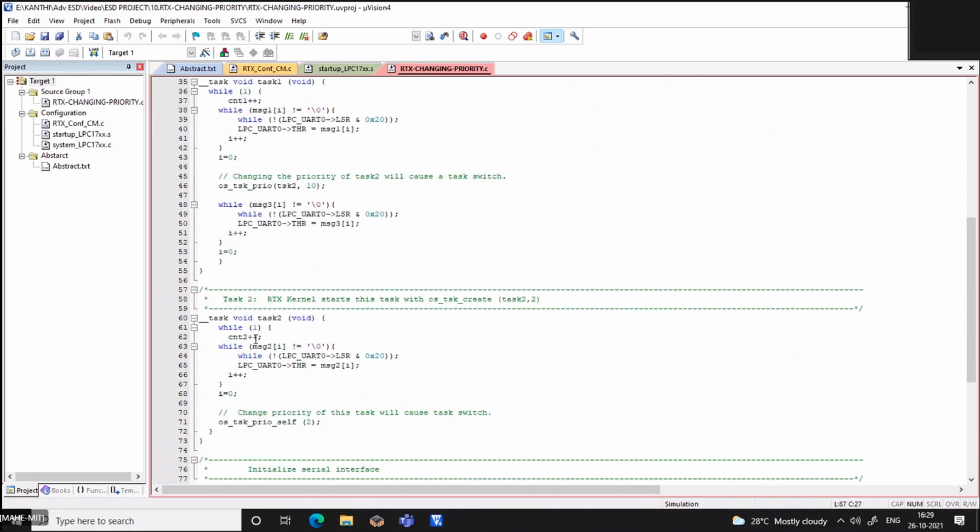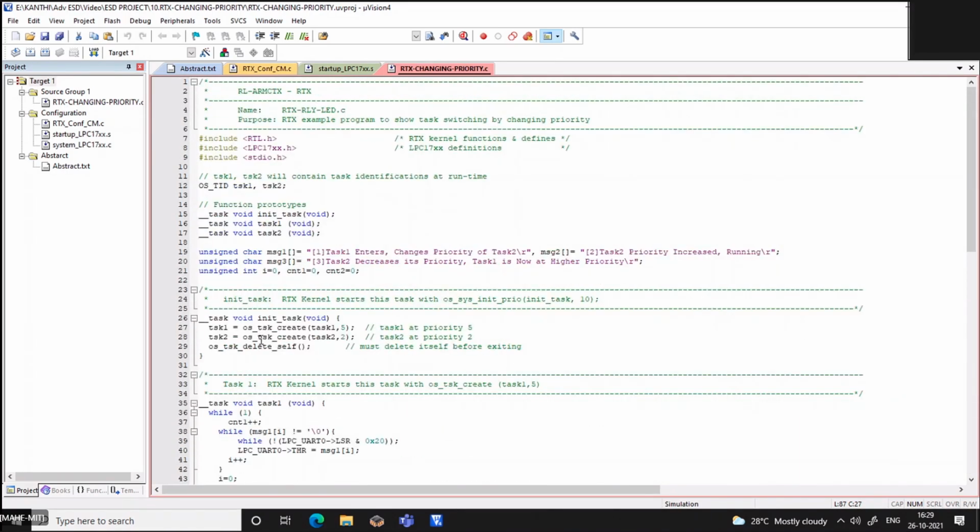So this is your program for task switching by changing the priority. By changing the priority, you switch from the running task to another task. Okay. So for simplicity, I have put only 2 tasks, so you can have more also.